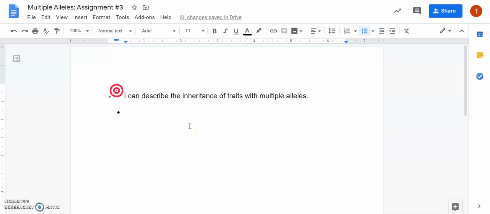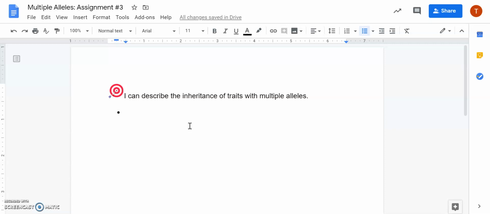We're going to do this like it was in your notebooks, but you do not need to write this down in your notes. I will provide this information to you as well. So the plan for this lecture is we're going to go over the inheritance of traits with multiple alleles, and then I will give you some description of an assignment that you're going to work on.